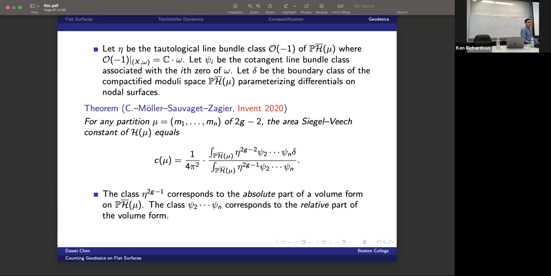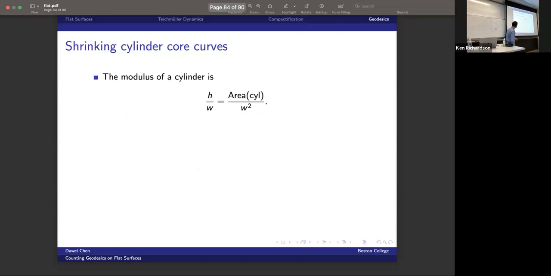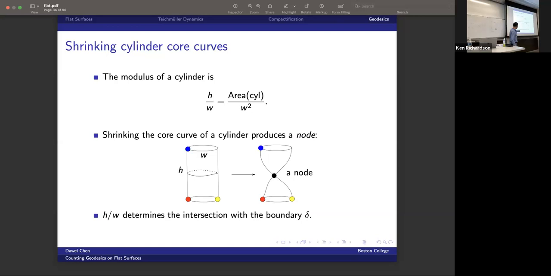It's like it takes an average. The numerator, well, how do I connect to this cylinder counting thing? Well, let me just draw a picture. If I had this cylinder with given height h and width w, I let it degenerate by pinching the cylinder core curve. Then I get a degenerate Riemann surface with a nodal singularity.